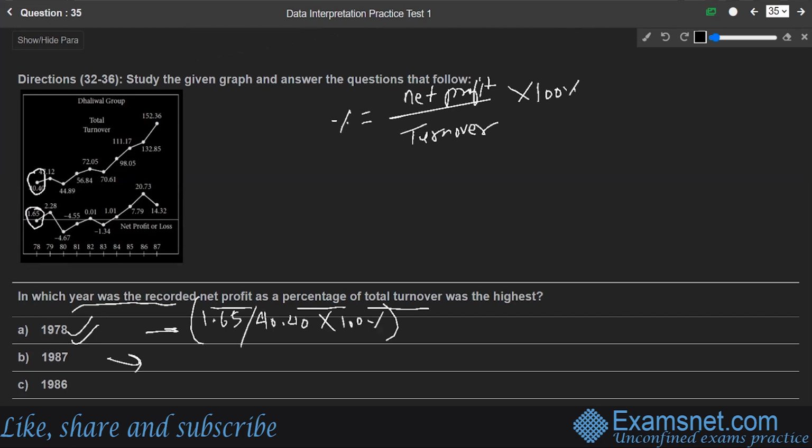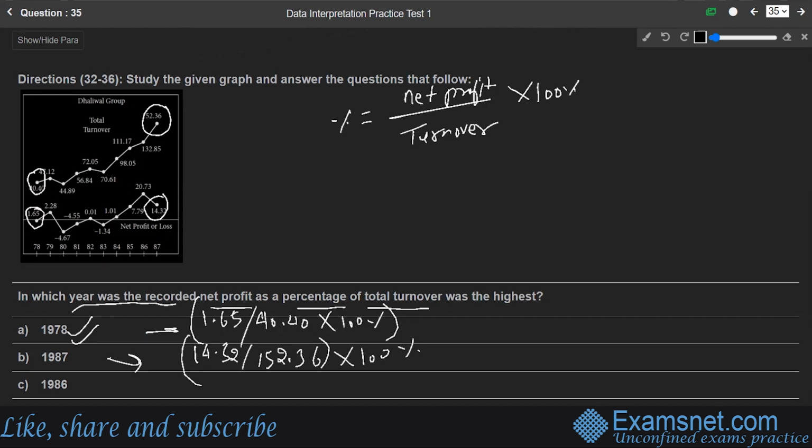For 1987, what's going to be the value? Net profit in 1987 is 14.32 and the total turnover at this point is 152.36. So this has to be 14.32 over 152.36 into 100%. Okay, this will be the net profit as a percentage of total turnover for 87.